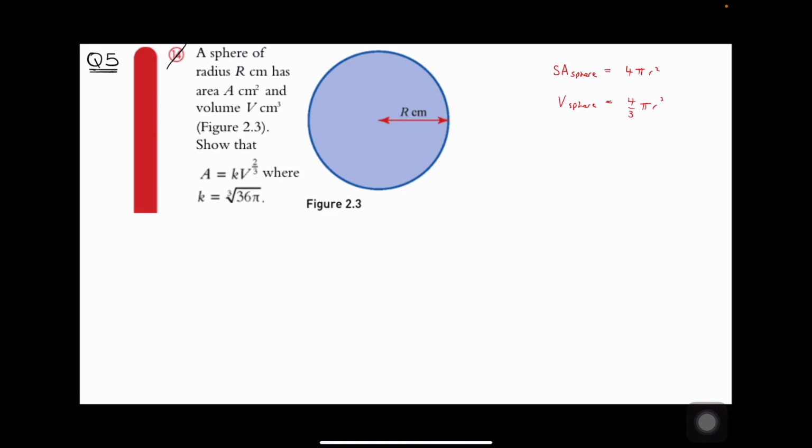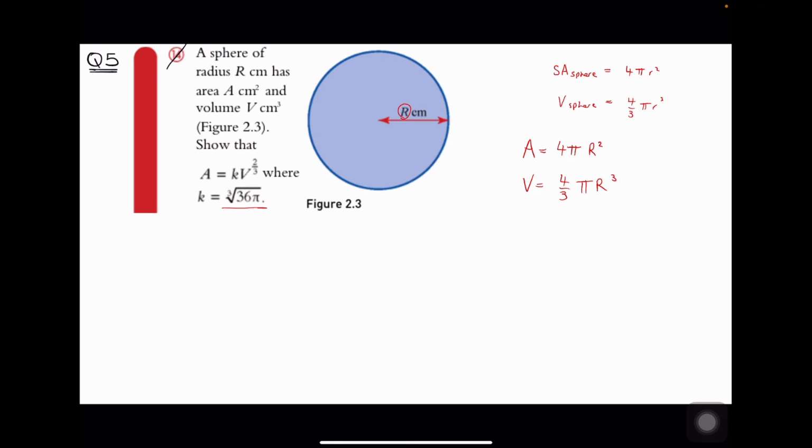So now looking at the question, show that A, as in the area, equals kV to the power of 2 over 3, where K is this value. Okay, so let's write capital A equals 4 pi, and just because it's a capital R in the question, I'll write R squared. Volume equals 4 over 3 pi r cubed.